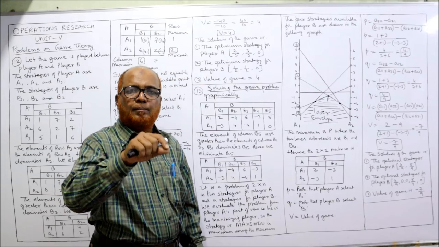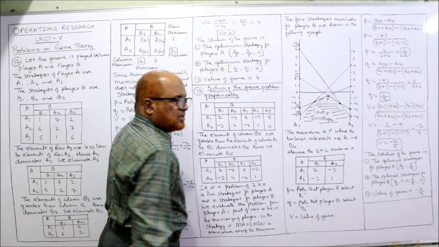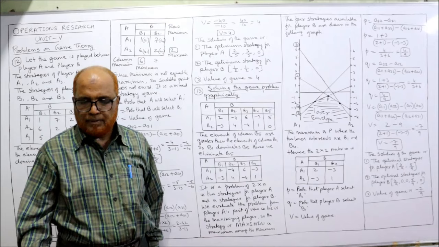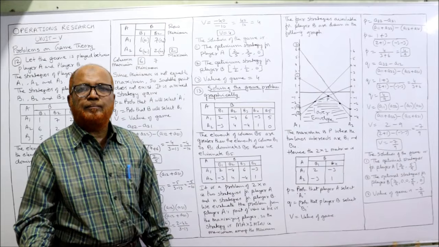Hence the 2x2 matrix is B1, B4. B1 is 2, minus 3 and B4 is minus 3, 1. That's it. So we have reduced the matrix to 2x2 by applying the graphical method. Now P is the probability that player A will select A1 and Q is the probability that player B will select B1, and V is the value, exactly similar to the previous one.